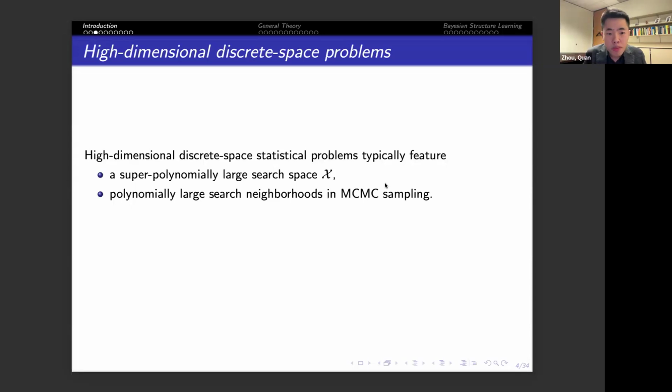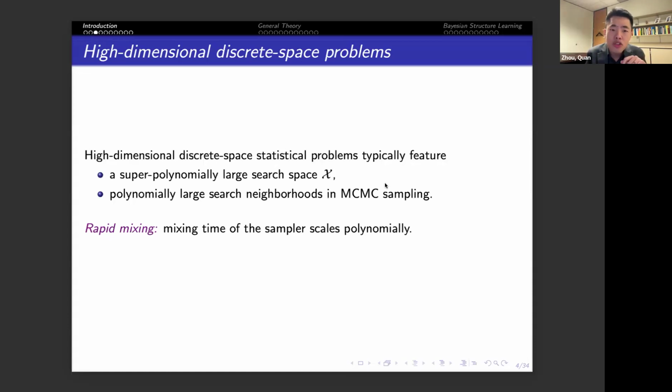Although the underlying state space is super-polynomially large, if you look at how people really run MCMC sampling algorithms on these state spaces, they usually consider local Metropolis-Hastings algorithms, by which I mean that in every iteration, the sampler can only move from the current state x to another state which is nearby. This search neighborhood is typically very small, in the sense that it is only polynomially large with respect to the complexity parameters. In these settings, a very natural question we can ask is: do we have a polynomial mixing time for our MCMC sampler? If the mixing time indeed scales polynomially, then we say that the MCMC sampler is rapidly mixing.